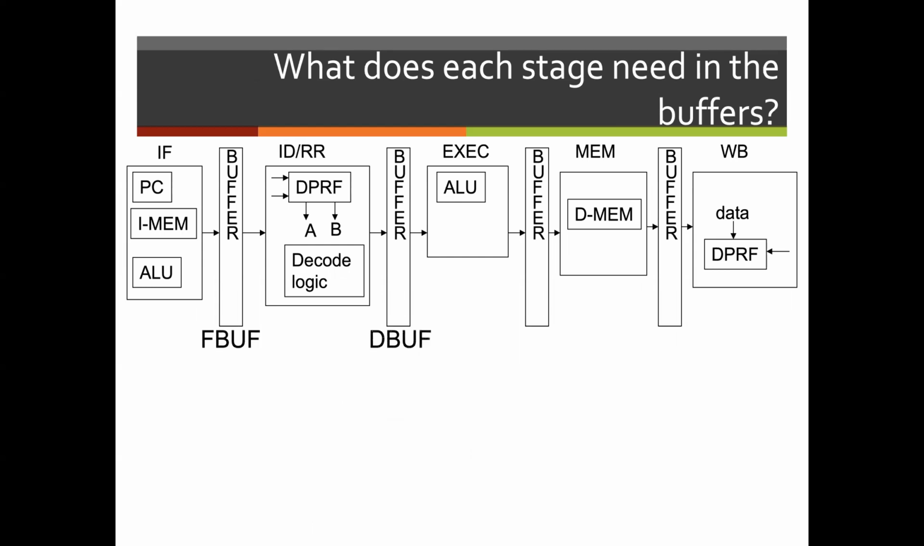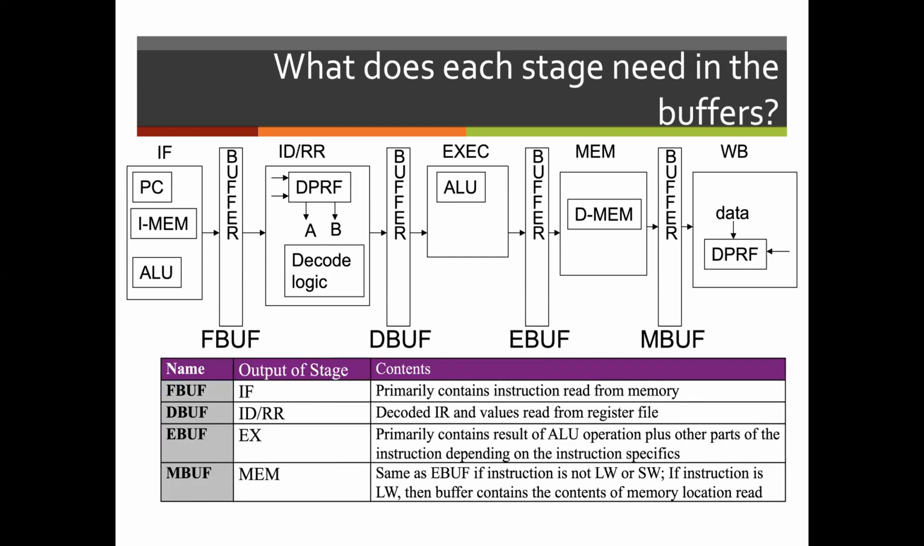And so what do we need in each one of those stages for our buffer? With the FBuff, we're primarily going to need to represent the content, the instructions read from memory. With our DEBuff, we're going to need to be able to decode the IR and values and read from the register file. Our EBuff is going to need to contain the results of our ALU operations plus other parts of the instructions depending on the instruction specifics.